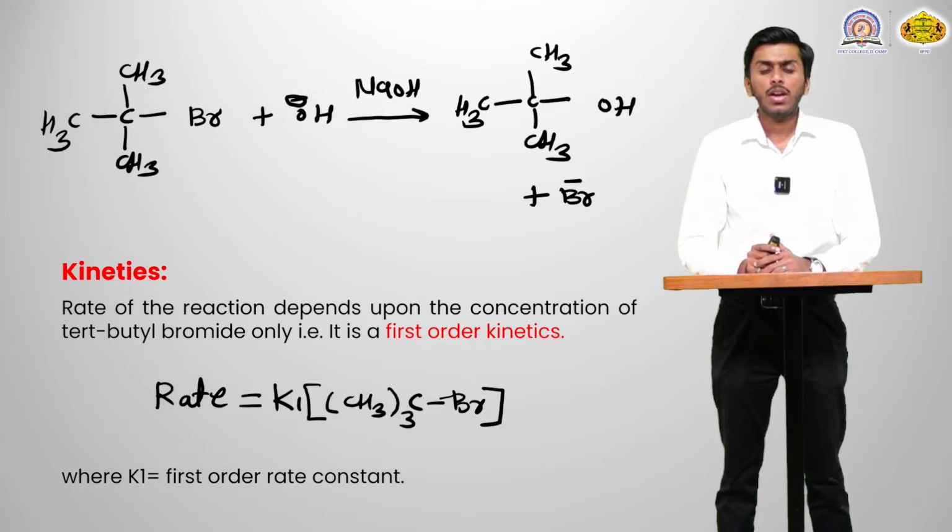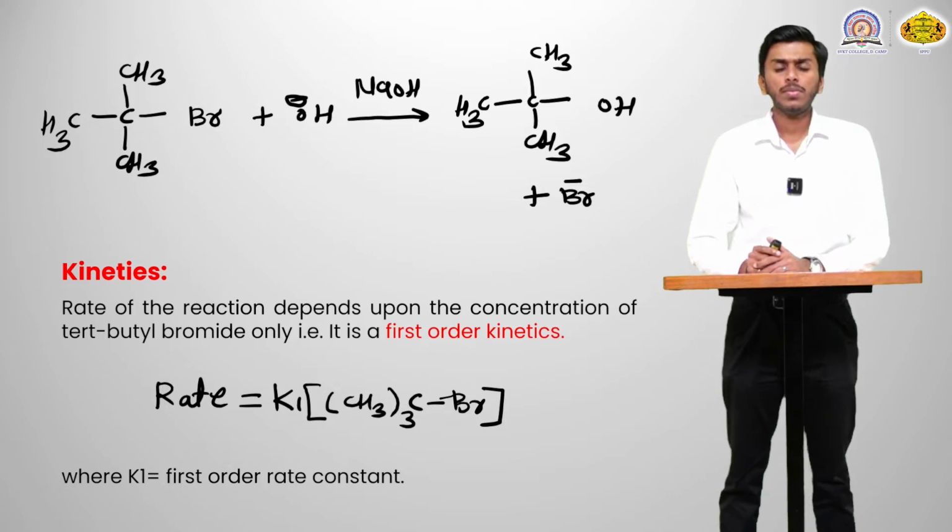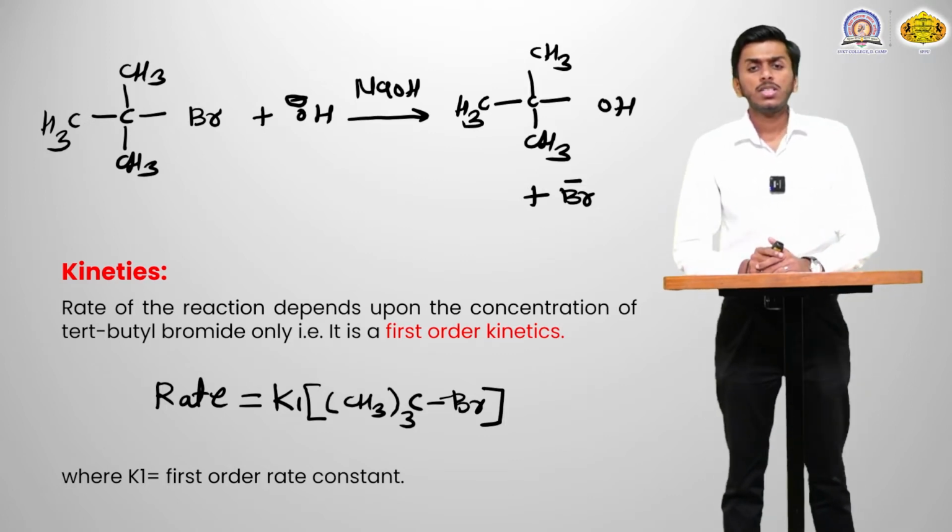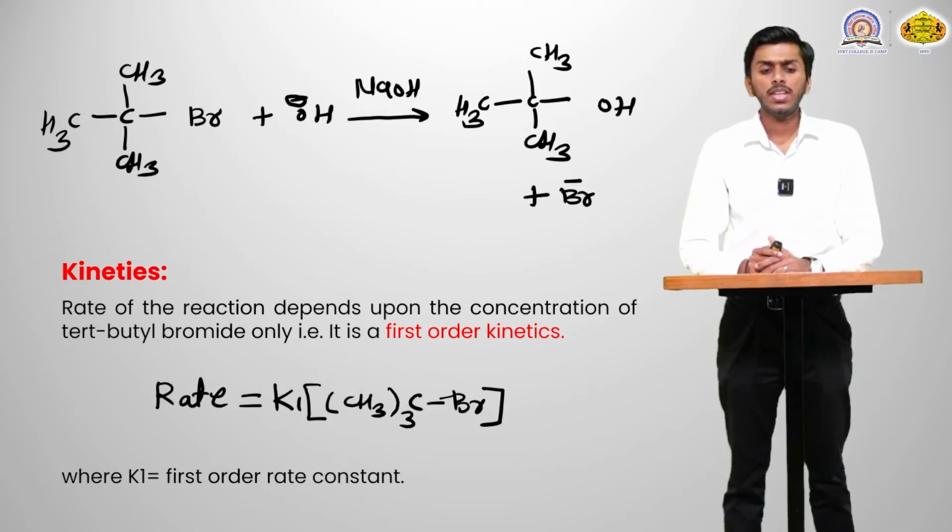Kinetics. The rate of the reaction depends upon the concentration of tertiary butyl bromide, that is, it is a first order reaction. Rate is equal to k1 times the concentration of substrate, that is alkyl bromide here, where k1 is a first order rate constant.